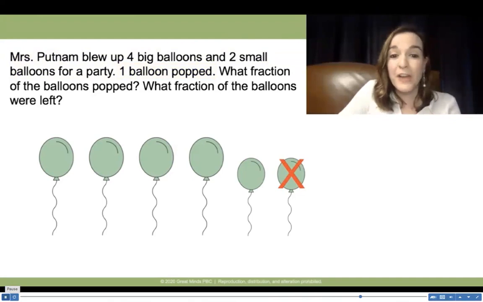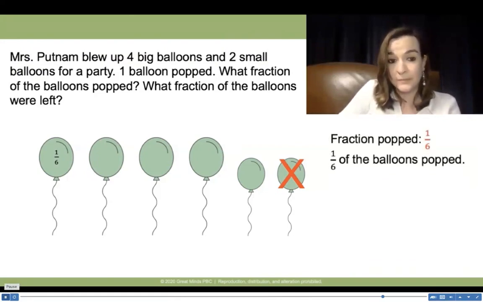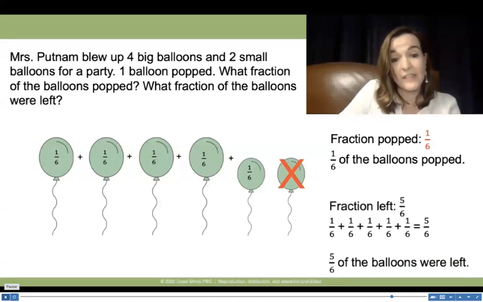Now take a moment to write the fraction of balloons that popped and the fraction of the balloons that were left as the sum of the unit fraction. Pause the video to complete that now. Let's check your work. I knew that we started with 6 balloons, which makes every balloon 1/6 of the total, since they represent 1 out of the total 6 balloons. Since 1 balloon popped, that means that 1/6 of the balloons popped. Then we had 1/6 plus 1/6 plus 1/6 plus 1/6 plus 1/6 left. That gives us 5/6 of the balloons that were left.